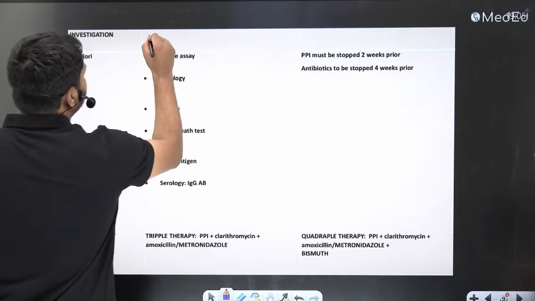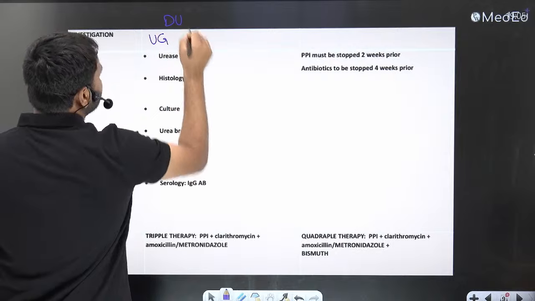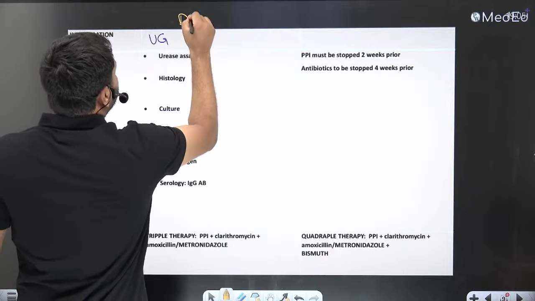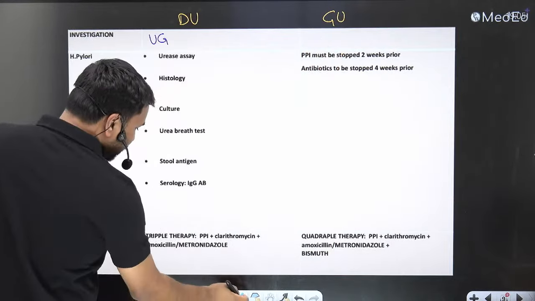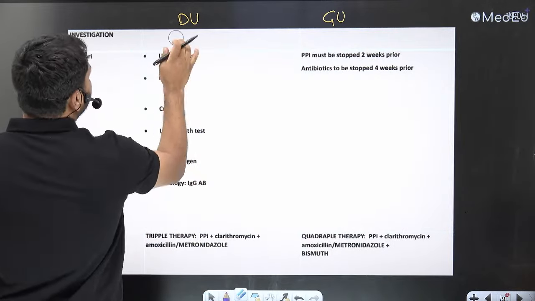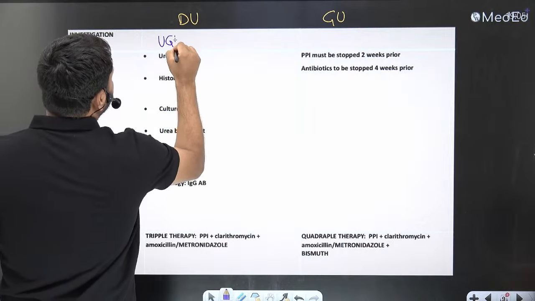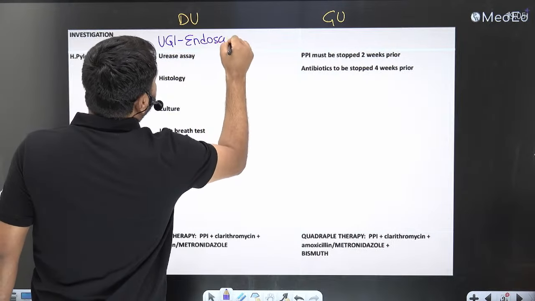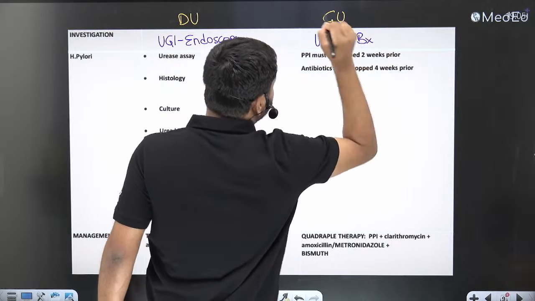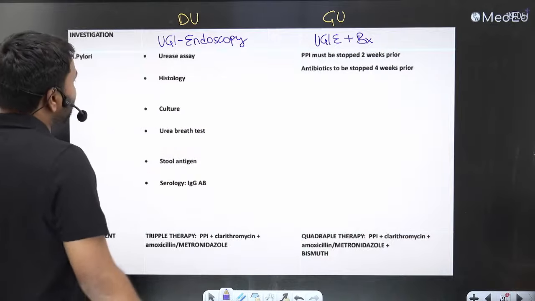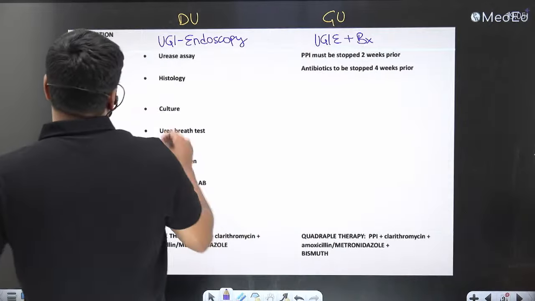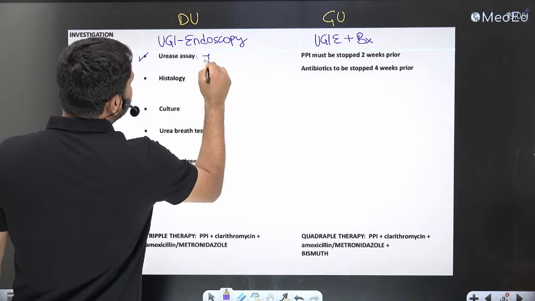Now, in terms of investigation, let's say this happens to be your duodenal ulcer. This is your gastric ulcer. In duodenal ulcer, I will only perform an upper GI endoscopy. Whereas in gastric ulcers, I will do an upper GI endoscopy, but along with that, I will also take a biopsy because I know it is pre-malignant in status. Now, in order to evaluate for H. pylori, you have a buffet of investigations here. The question is, what is the investigation of choice for H. pylori? The answer is urease assay test.